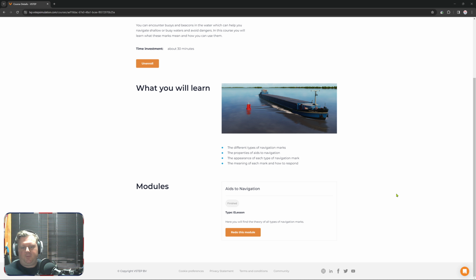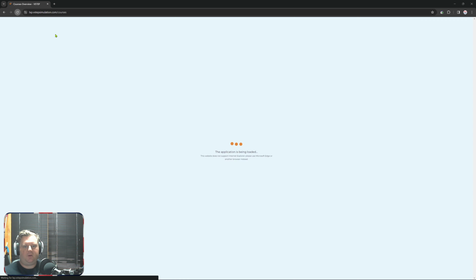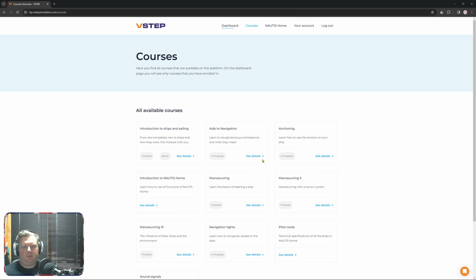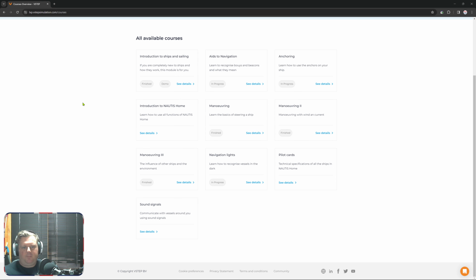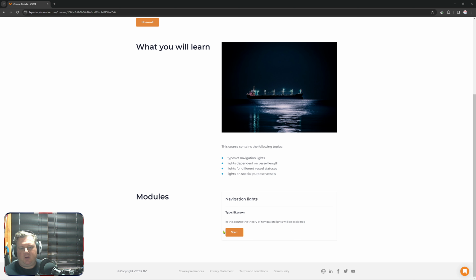Back to course overview. It says finished. Okay, so maybe it is finished. In back to courses. Refresh. Still says in progress. Whatever. We'll move on. Maneuvering 2, maneuvering 3, navigation lights. This refers back to what I was saying to you earlier.